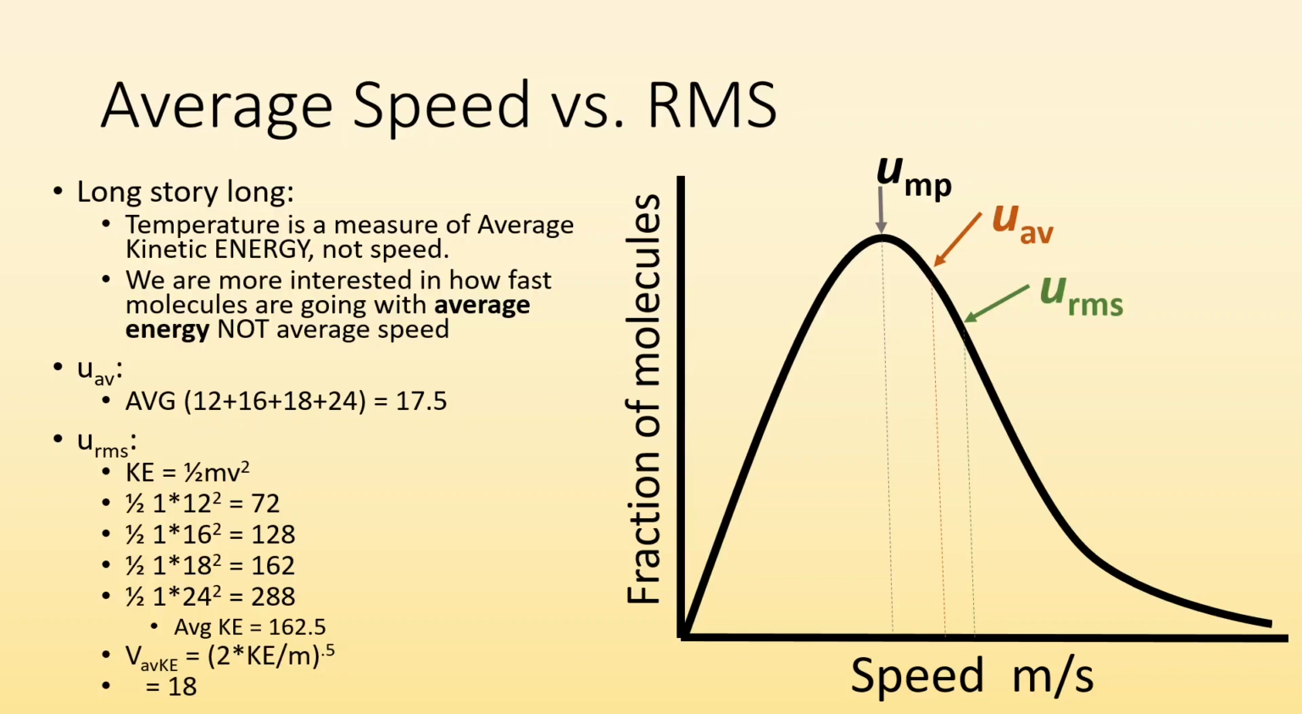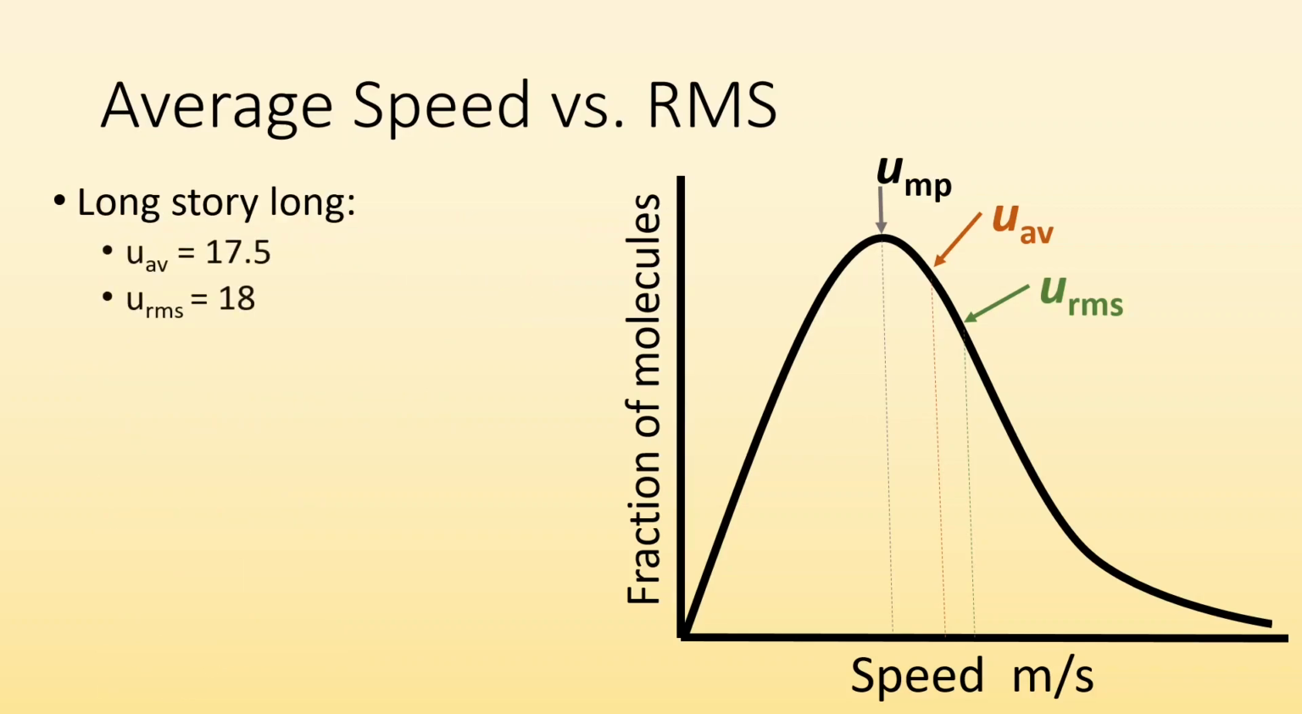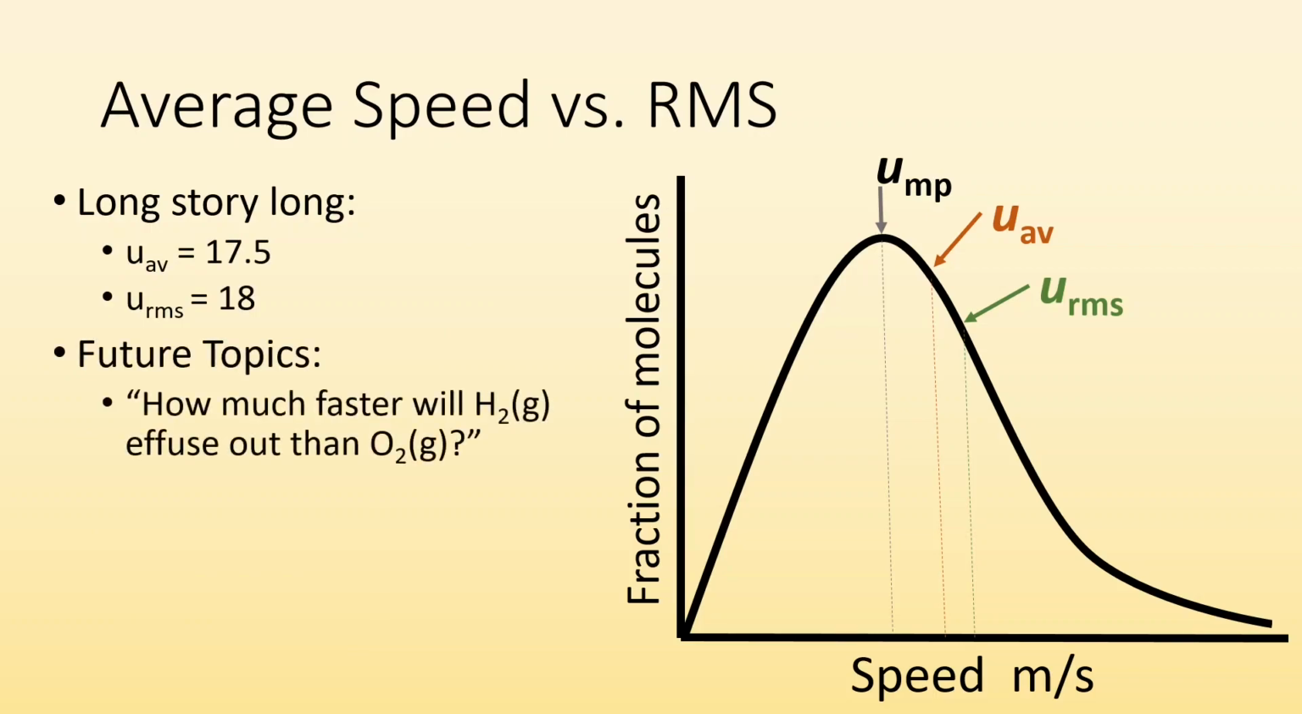So long story long, they're not the same. Why do we care? One's 17.5 and the other's 18. It's going to come up in future topics, such as how much faster will H2 gas effuse out than O2 gas. So when we're talking about how quickly things will effuse or diffuse, we're more interested in the speed with average energy than we are the average speed.